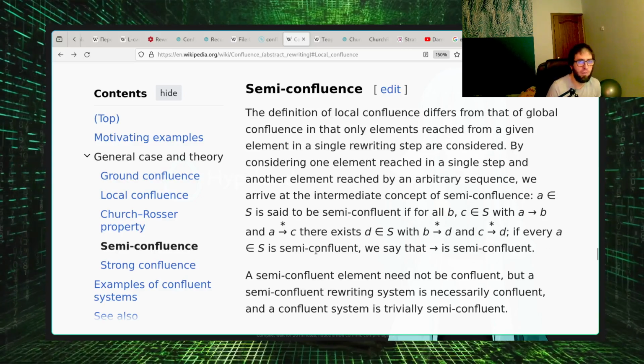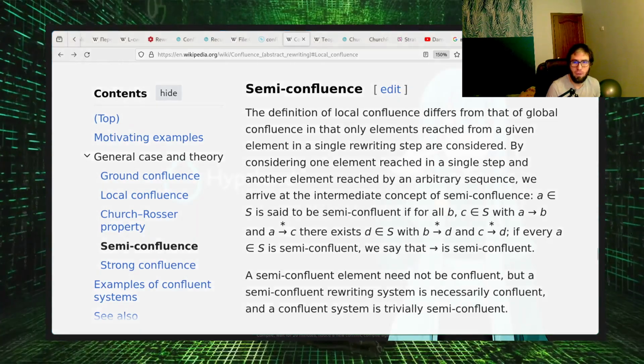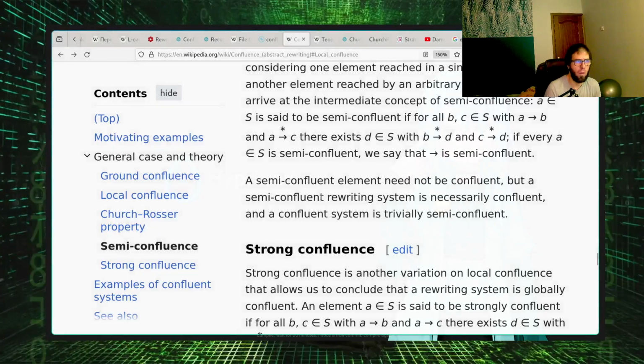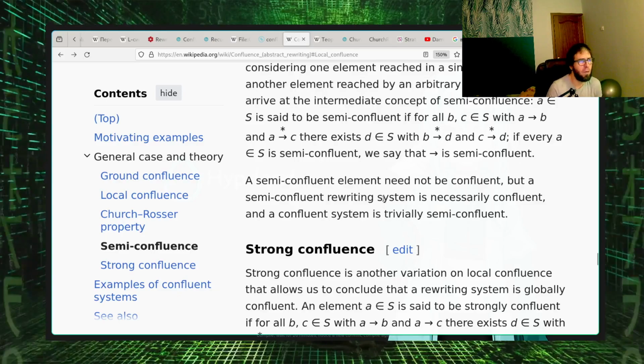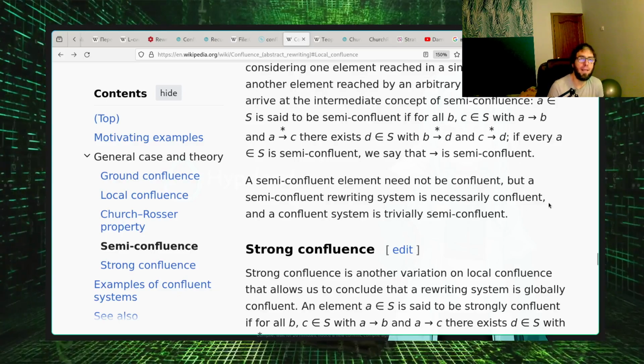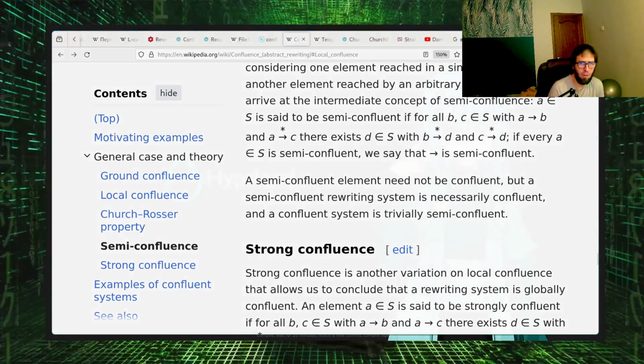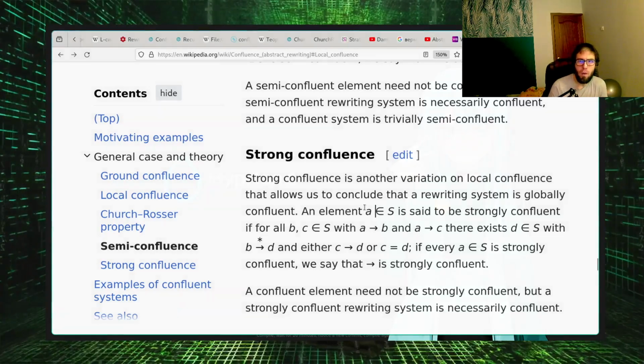And if every A is semi-confluent, we say that the relation itself is semi-confluent. A semi-confluent element need not be confluent, but a semi-confluent rewriting system is necessarily confluent, and a confluent system is trivially semi-confluent.